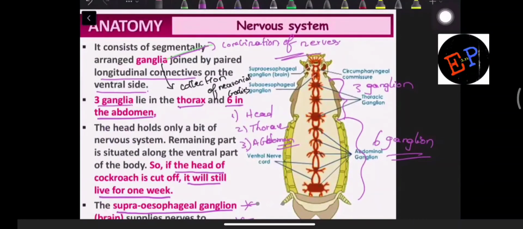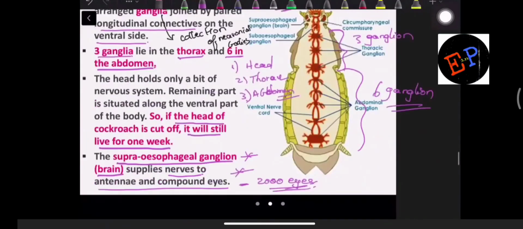So in this slide, what are the points which you should remember? How many ganglia are present in the thorax? 3. How many are present in the abdomen? 6. Why is it able to survive even when the head is cut off? Because the head doesn't contain the majority of the nerves. Clear, no? And which is the ganglion connected to the antenna as well as the compound eyes? It is called the supraesophageal ganglion.